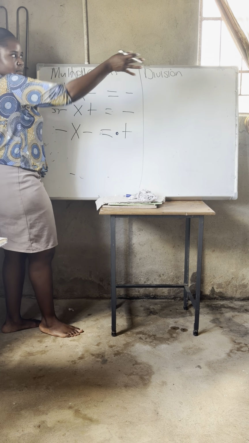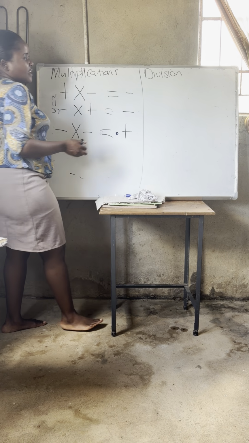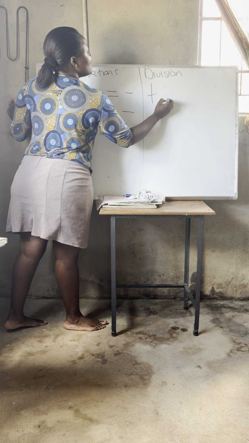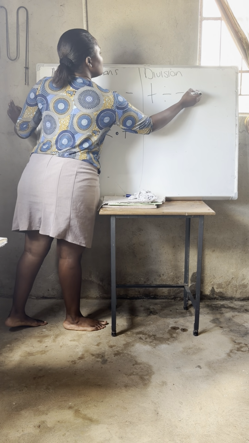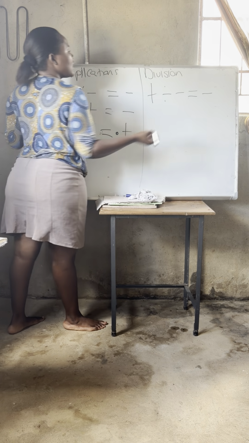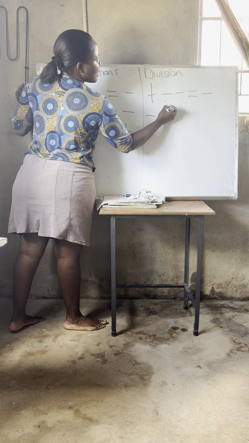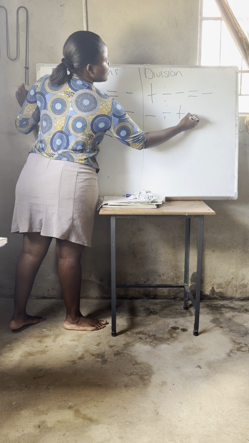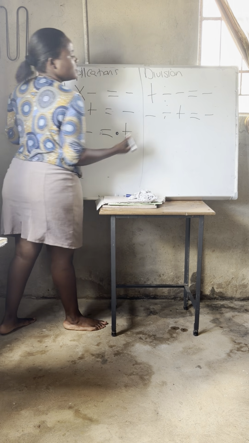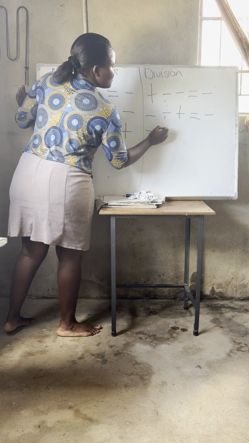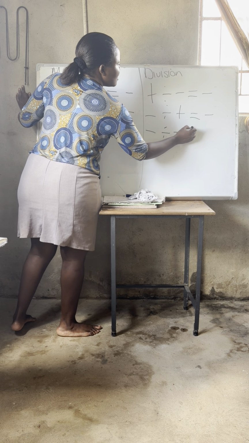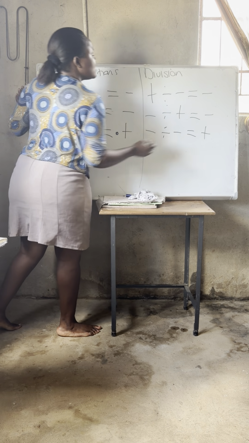These rules, the same applies when dividing. A positive number divided by a negative number is equal to a negative answer. If we take a negative number divided by a positive number, we get a negative. A negative number divided by a negative number, we get a positive.